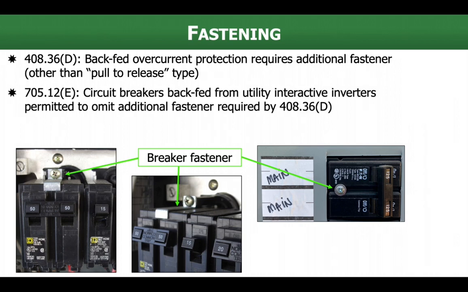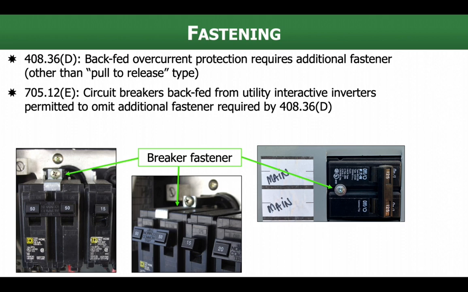Now, 705.12(E) recognizes the fact that utility interactive inverters don't operate when there's not a primary power source. When the grid goes down, they're required to shut down by the UL listing. So thinking back to that breaker that I pulled off the bus bar, if it's connected to an inverter, as soon as I pull it off the bus bar, I'm holding a piece of plastic and metal in my hand. It's not energized anymore. So this is kind of a common sense approach. We don't need this additional fastener because there's not the safety hazard there that 408.36(D) is pointing to.